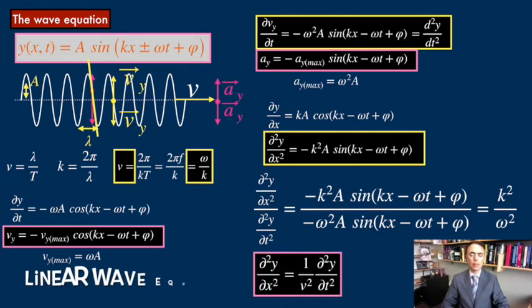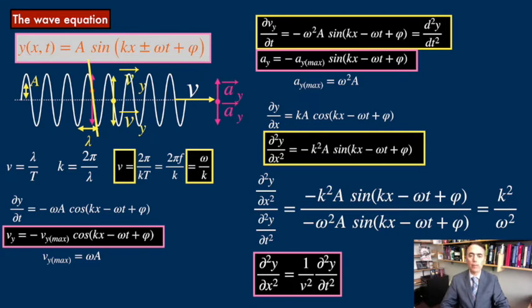This here is the linear wave equation. This is a relationship between the velocity of the propagating wave and the dependence of the wave with respect to time and to the axis of propagation. It is a general equation for traveling waves.